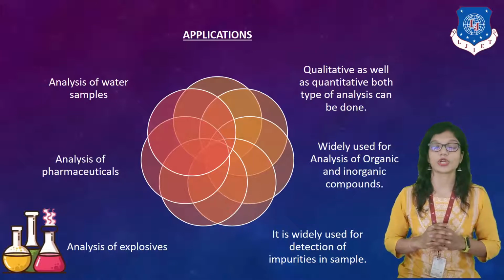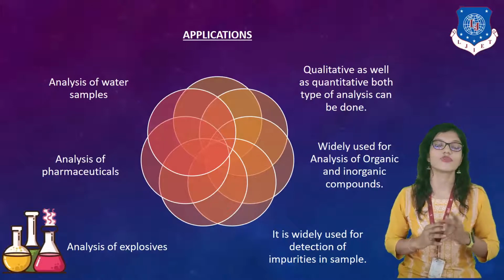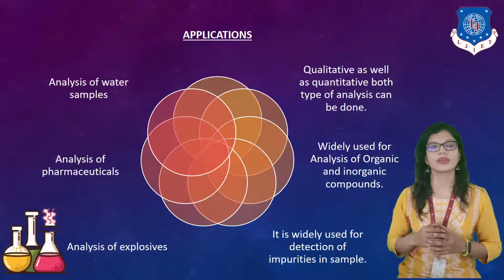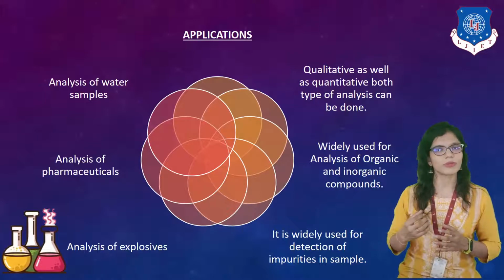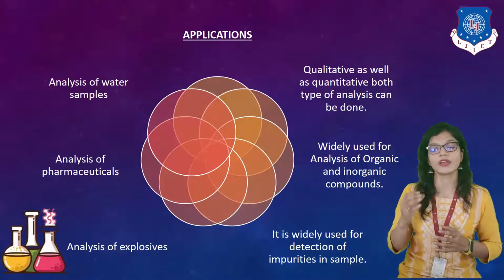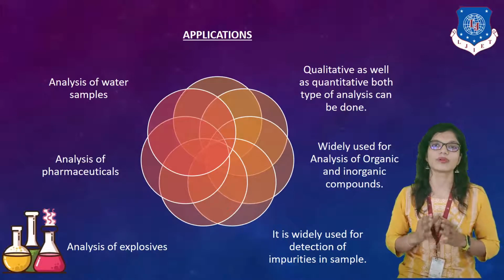It is used for analysis of explosives, pharmaceuticals, and water samples. Along with it, it can be used for analysis of any kind of NDPS substances, like narcotic drugs and psychotropic substances. It is widely used in forensics for the analysis of any kind of crime scene. Whatever we get from that crime scene, we can analyze it, from any kind of polymer material to small chemicals. We can analyze it through UV visible spectroscopy.